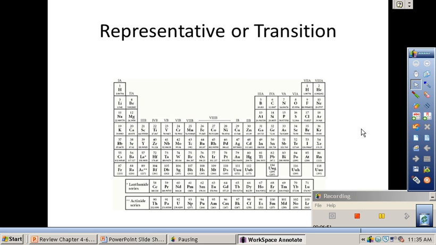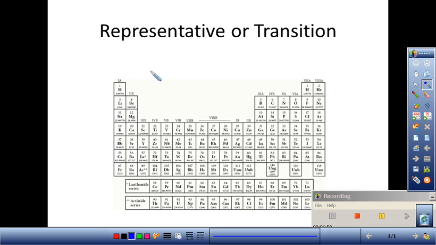Alright, in classification, these are just some memorization things you need to do. Now remember, it's important for us for the group numbers. Now your periodic table has 2 sets of group numbers. You'll see like 17 over here. Okay, ignore those. We only care about the A's and the B's.